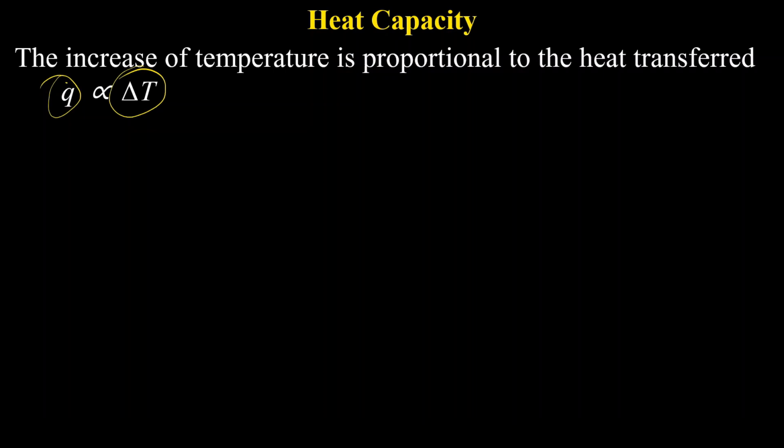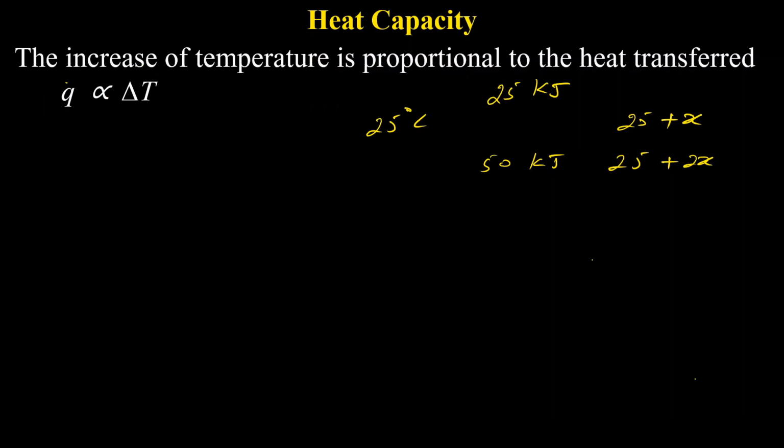So if any substance is at 25 degrees Celsius, we provide say 25 kilojoules, then there will be some temperature, maybe the temperature rises to 25 plus X. And if we provide say 50 kilojoules, then it will be 25 plus say 2X. It means the temperature rise is proportional to the heat. So these are proportional to each other. Now, when we remove the proportionality sign, then we introduce the constant. This constant is actually the heat capacity.